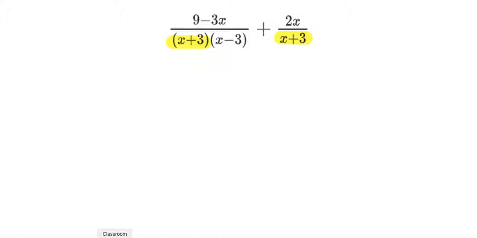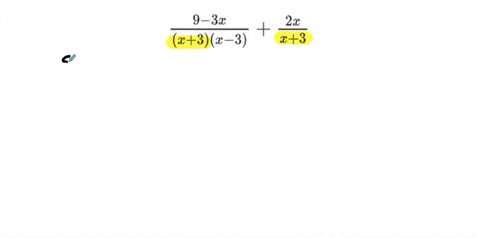So hopefully you are able to recognize that our common denominator is going to be x plus 3 times x minus 3, just as it is in our first term here. So I'm going to leave this term exactly as it is. What am I going to do to this term? I need to multiply by x minus 3 over x minus 3.